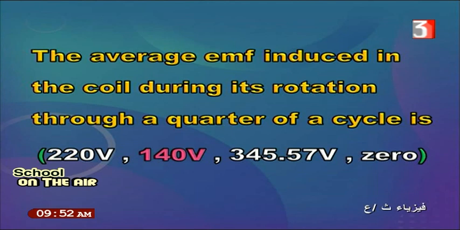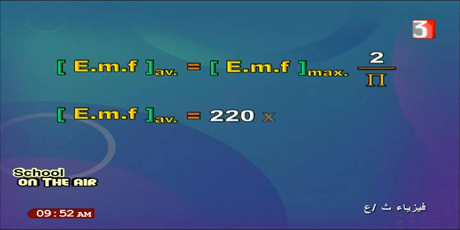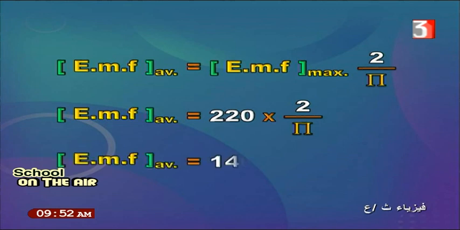We've got a relation that relates average EMF and maximum EMF, and it is important to memorize it. Average EMF equals maximum EMF times 2 over pi. Maximum is given, 220. When multiplied by 2 over pi, it will be the figure I chose. It is 140 volt.